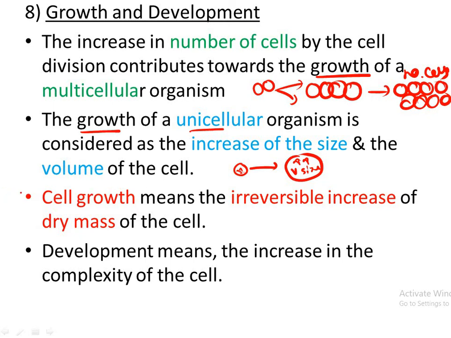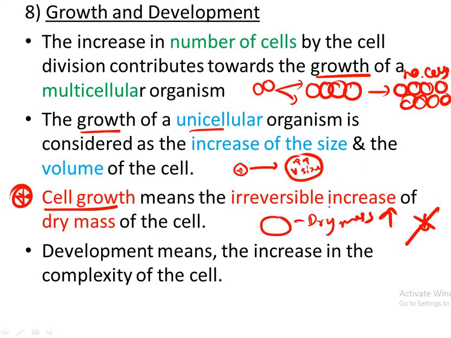Then we talk about another important point, which is cell growth. Cell growth is the irreversible increase in the dry mass of a cell. Okay, so you get a cell like this and it has dry mass. This dry mass will keep on increasing and you cannot reverse it. You can't reduce it. This irreversible increase in the dry mass of the cell is what we call growth. Development means the increase in the complexity of a cell.